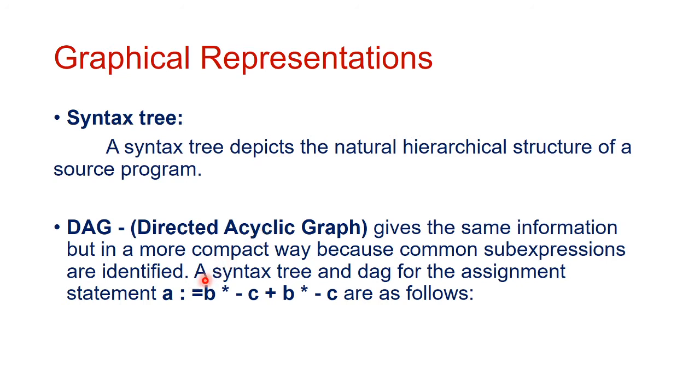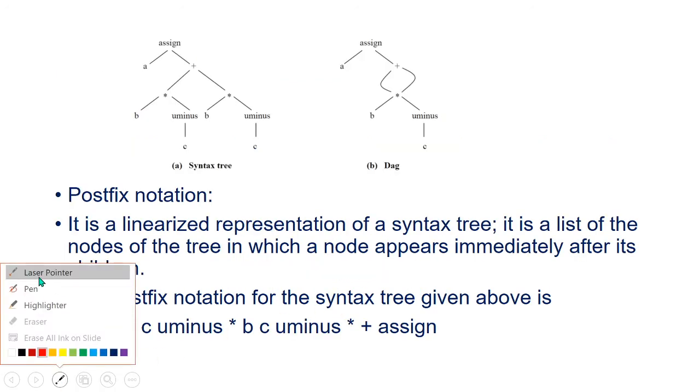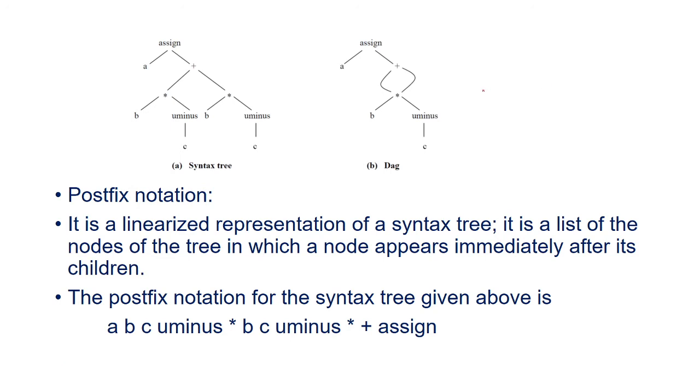Let us see an example for this statement: A equal to B into minus C plus B into minus C. So, we shall draw the syntax tree. So, we are given first B into minus C. So, we can write B into, then you have to make C as minus before multiplying. So B and C are at the leaf level, and for minus only C is the child. For star, B and minus C are the children. So this is how we will draw the syntax tree.